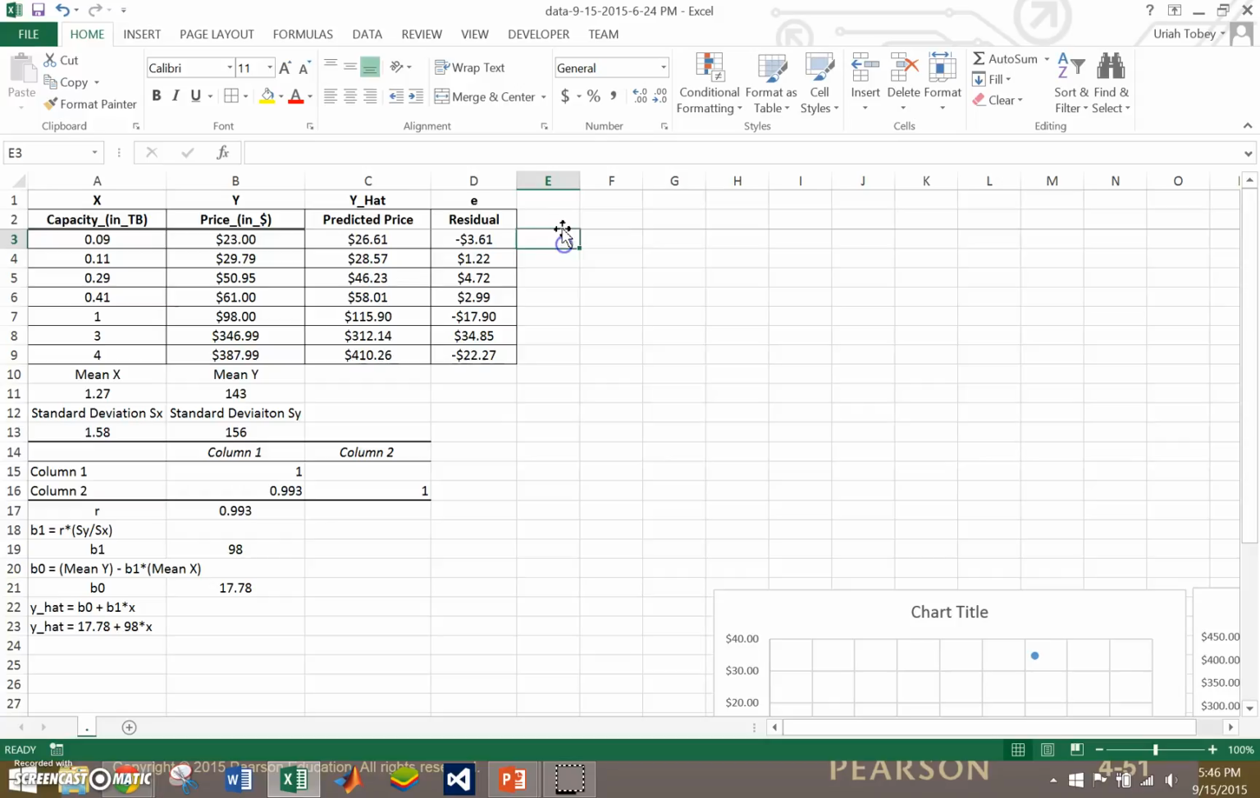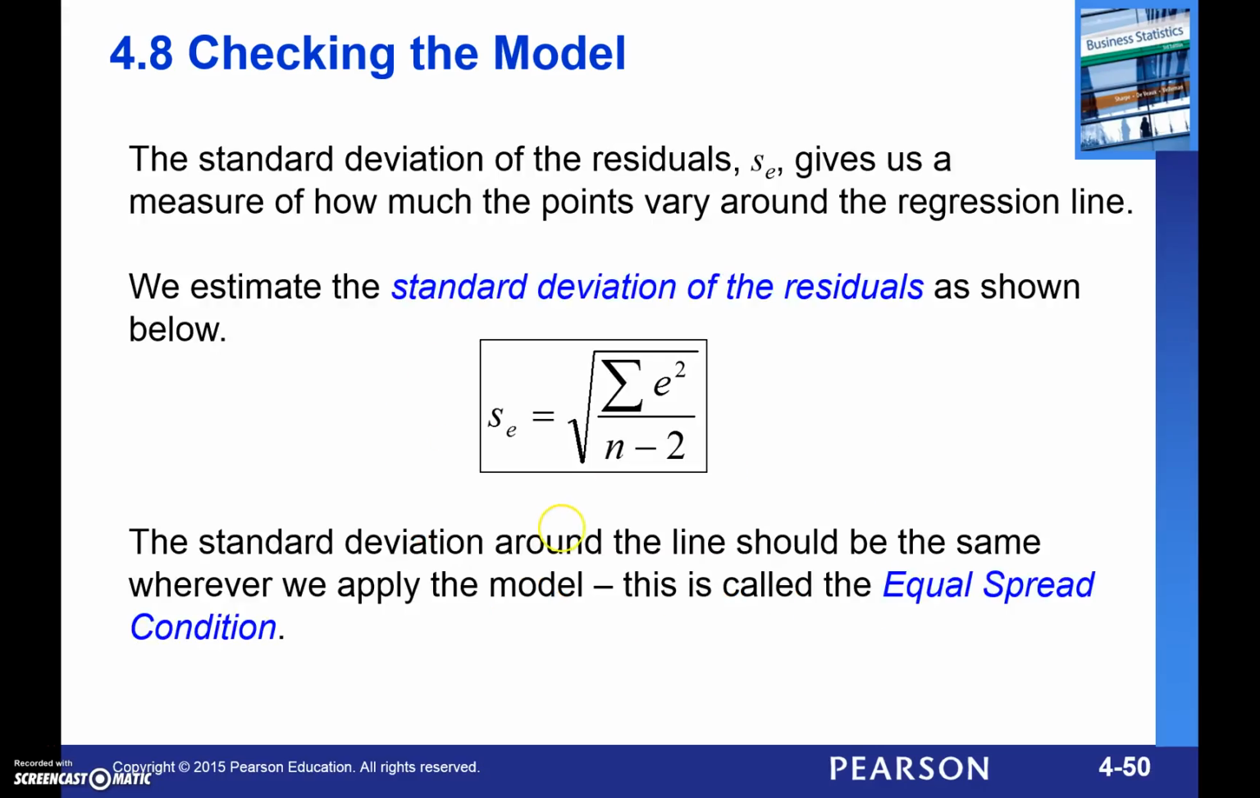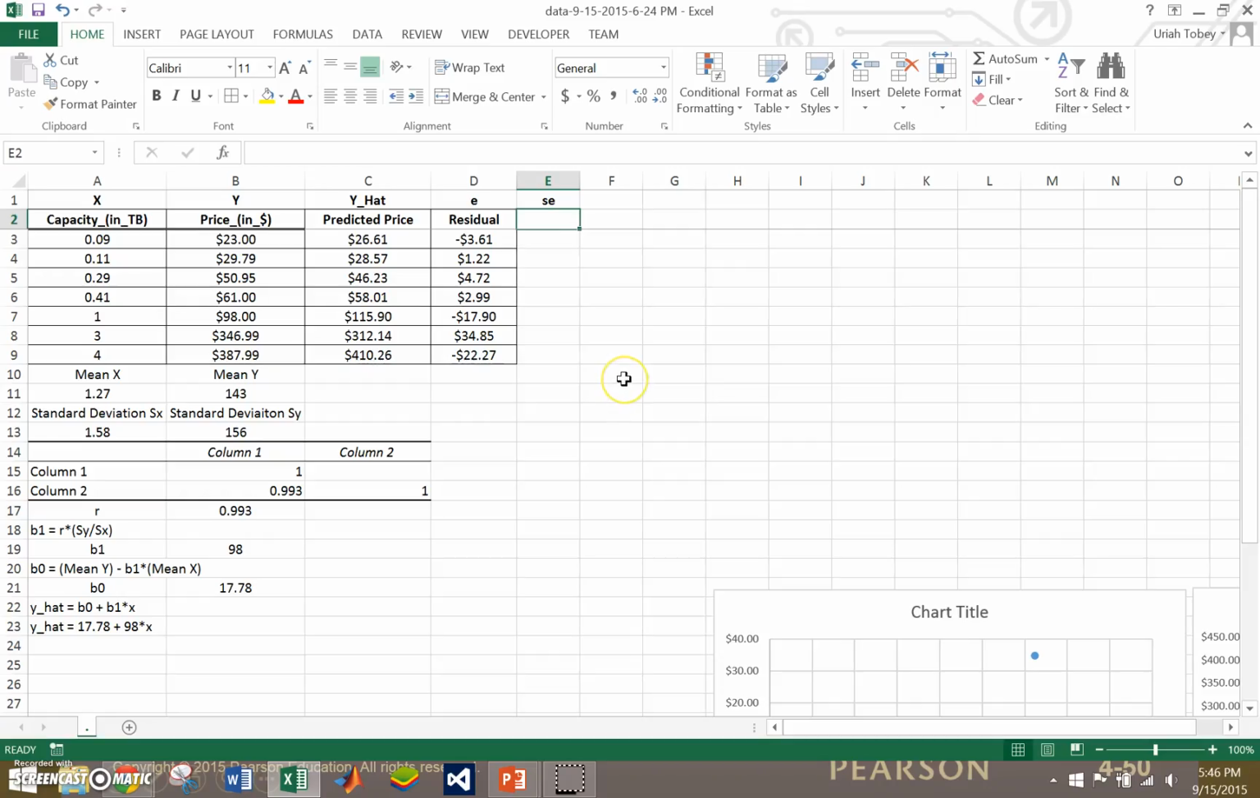Now let's do one more thing. Let's find the standard deviation of residuals. So that's SE, and if we go back to the PowerPoint just to recall the equation, we have to take each residual squared, add them all up, divide by n minus 2, and take the square root of that. So let's first square all these e's.